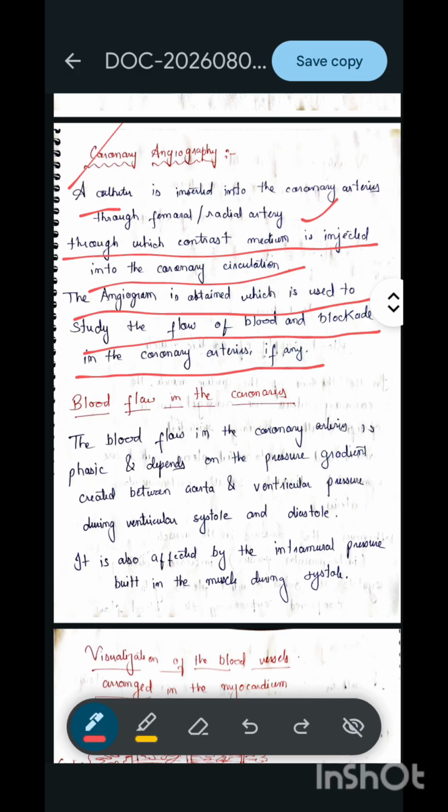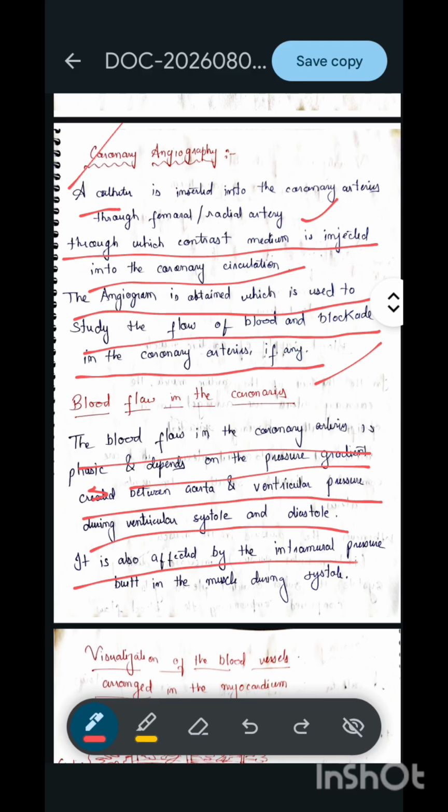Now, blood flow in the coronaries. The blood flow in the coronary artery is phasic. Very important word, phasic. It depends upon the pressure gradient created between the aorta and the ventricular pressure during ventricular systole and diastole. Very important. It is also affected by the intramural pressure built up in the muscles during systole. So it is a phasic blood flow, meaning the amount of blood flow varies during systole, and during diastole the amount of blood flow varies, right?